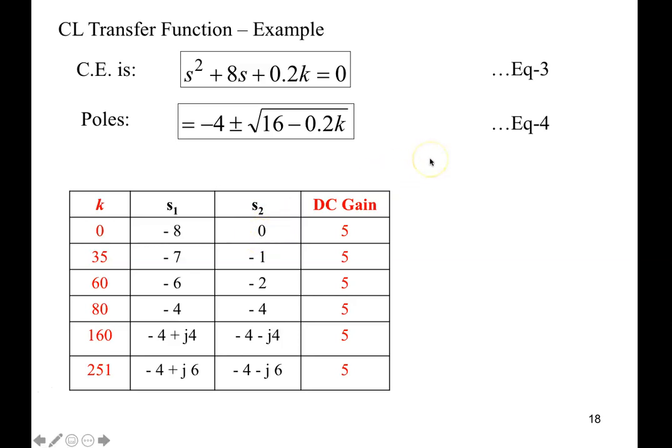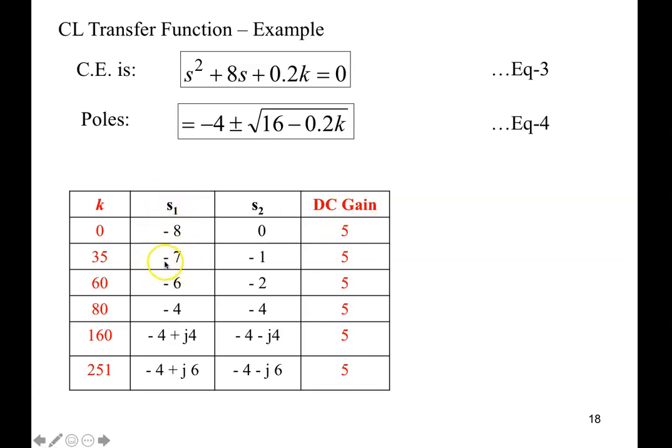But that also makes sense because when I set k to 0, I've got no control. There's no closed loop control because you set the gain to 0. It basically blocks or cuts off the feedback loop. So the poles don't change.